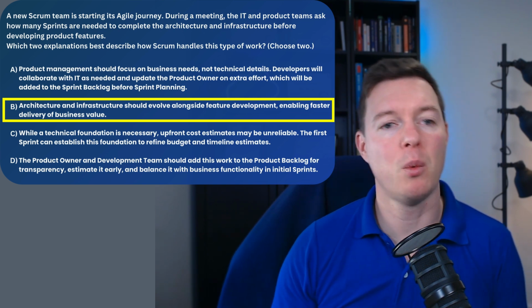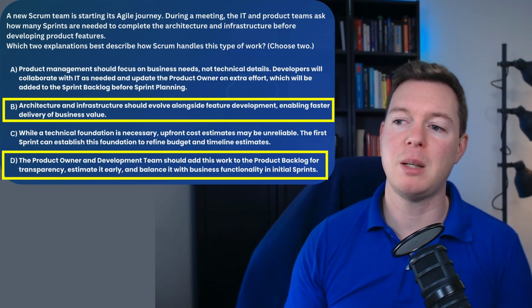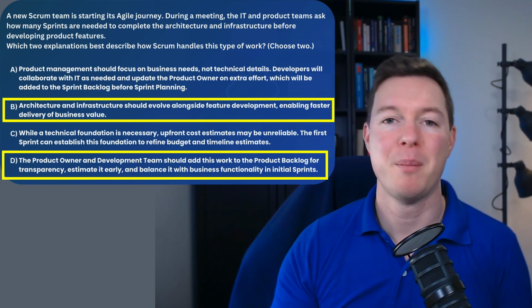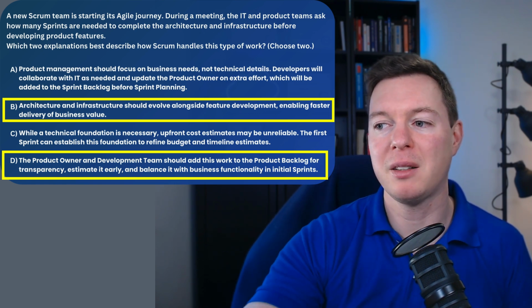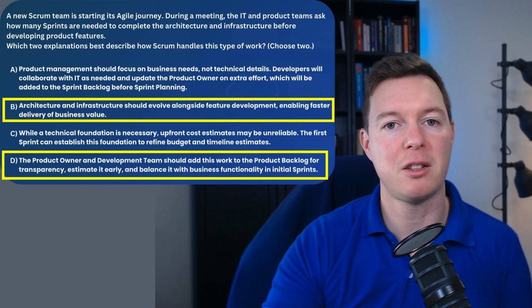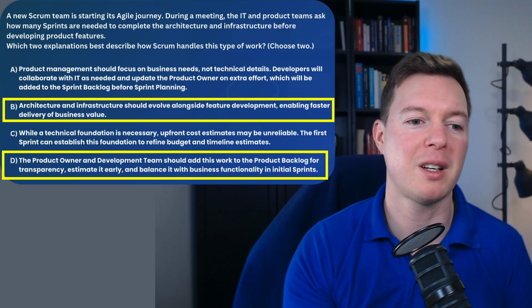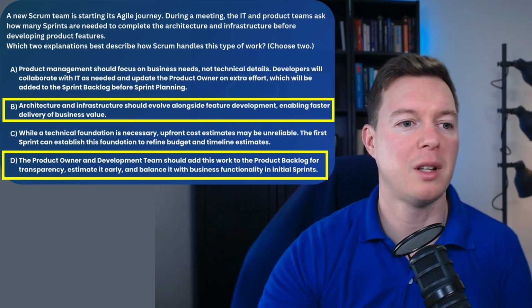Okay, so the second one that is correct is D. The product owner and development team should add this work to the product backlog. Of course, they should do that because it enables transparency. Then they should estimate it early and balance it with business functionality in initial sprints. And they should also balance it with need as well and prioritization on what actually is valuable. So there's nothing in that answer that is incorrect.